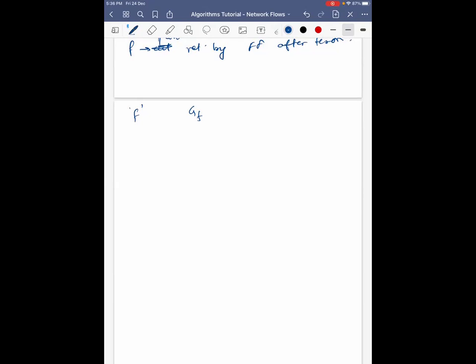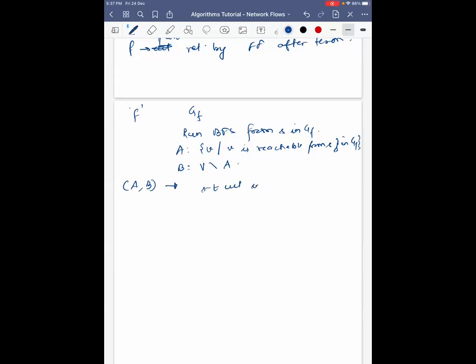So I essentially have two connected components. Run BFS from S in G_F. Let A be the set of all nodes which are reachable from S in G_F, and B will be the rest of the nodes in G_F. So first of all, (A, B) is certainly an S-T cut in G_F and also in G.